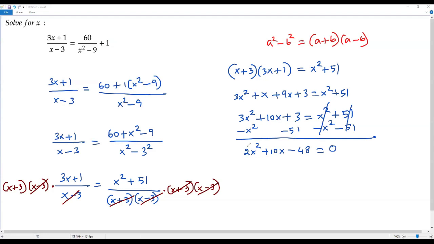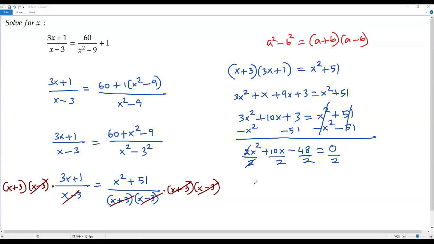Okay, now when I look at the coefficient of x square, coefficient of x, and the constant term, everything is a multiple of 2. So we can divide each term of this equation by 2 to make the numbers smaller. If the numbers become smaller, it will be easier for us to solve the equation. So let me divide each term of this equation by 2, including the 0 on the right side.